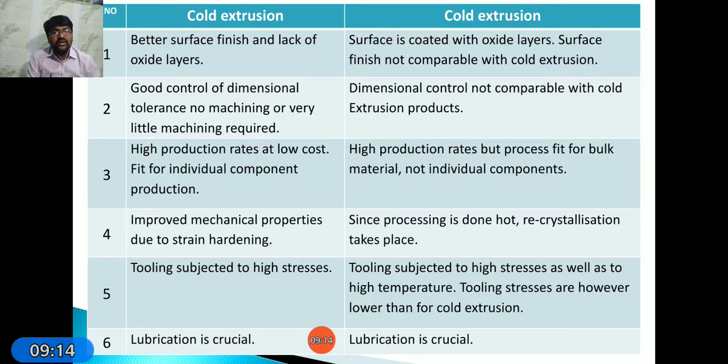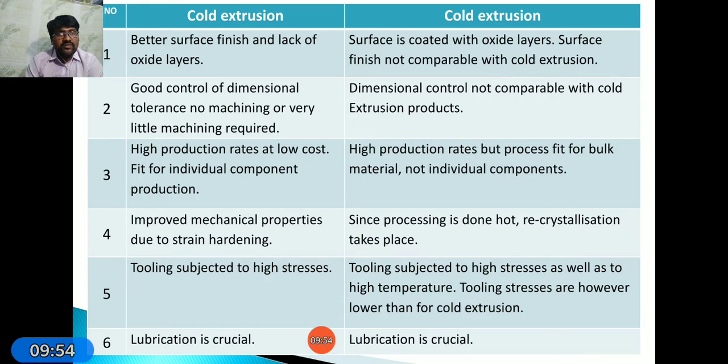This is the difference between cold extrusion and hot extrusion. The first column indicates the cold extrusion process and the second is hot extrusion. First, in case of cold extrusion, better surface finish and lack of oxide layers, because it is without increasing the heat in the cold extrusion process.